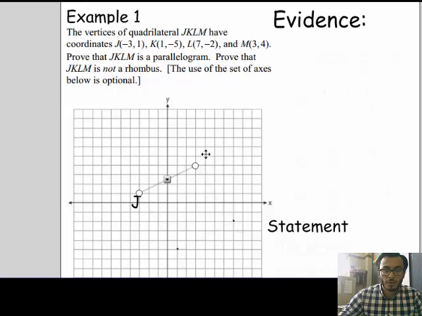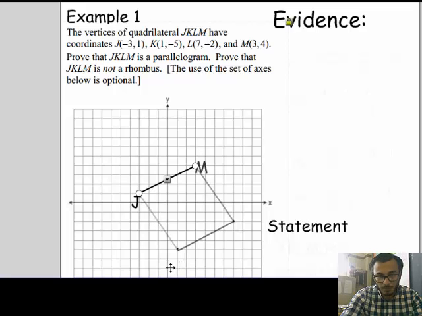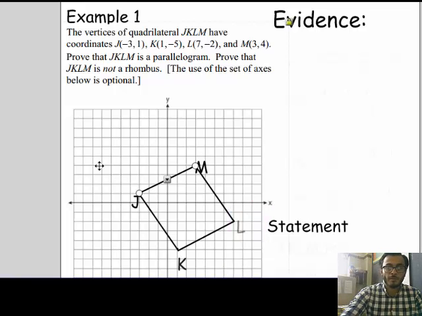So there is a line. There's M. K is here somewhere. Let me just pull it up. There it is. And L is here somewhere. There it is. Alright, so there is JKLM. And I apologize for my very, very slow computer.